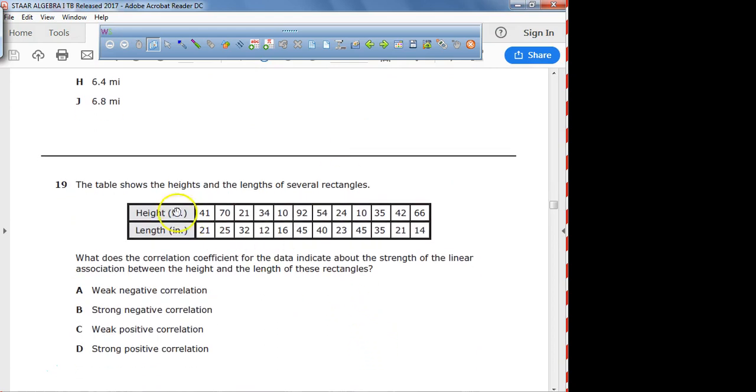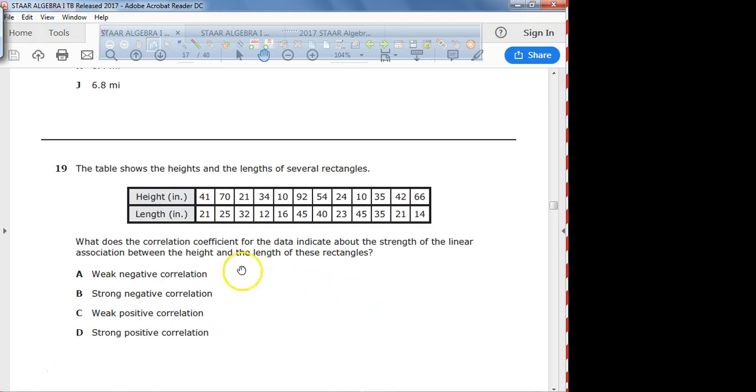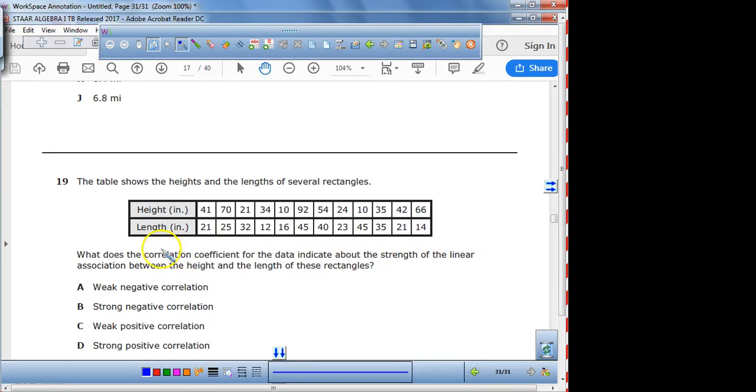Here we go. It says the table shows the heights and lengths of several rectangles. Man, this video's getting long. We're only going to do 2 more problems and we're done. Okay, what does the correlation coefficient for the data indicate about the strength of the linear association between the height and the length of these rectangles? What? Correlation coefficient, what does that mean?